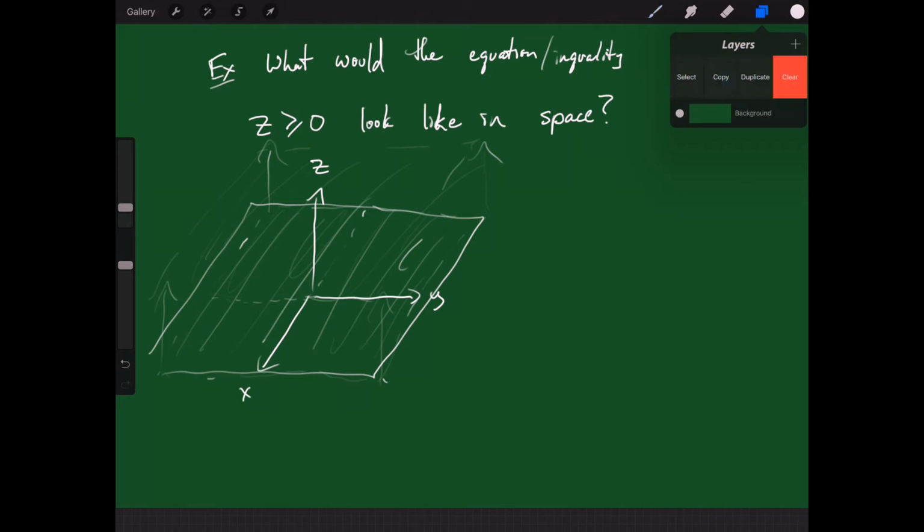Let's do one more of these. So what would -1 is less than or equal to y is less than or equal to 1 look like in space?